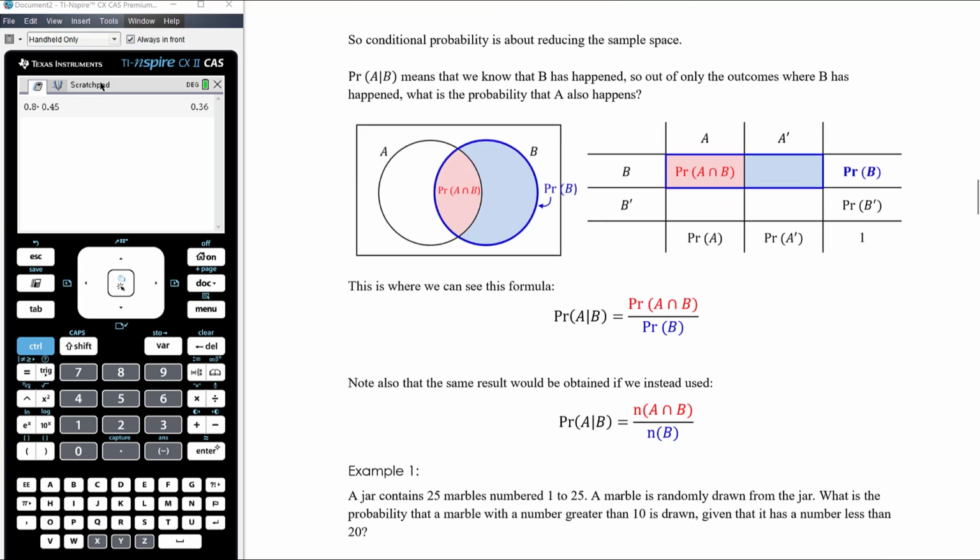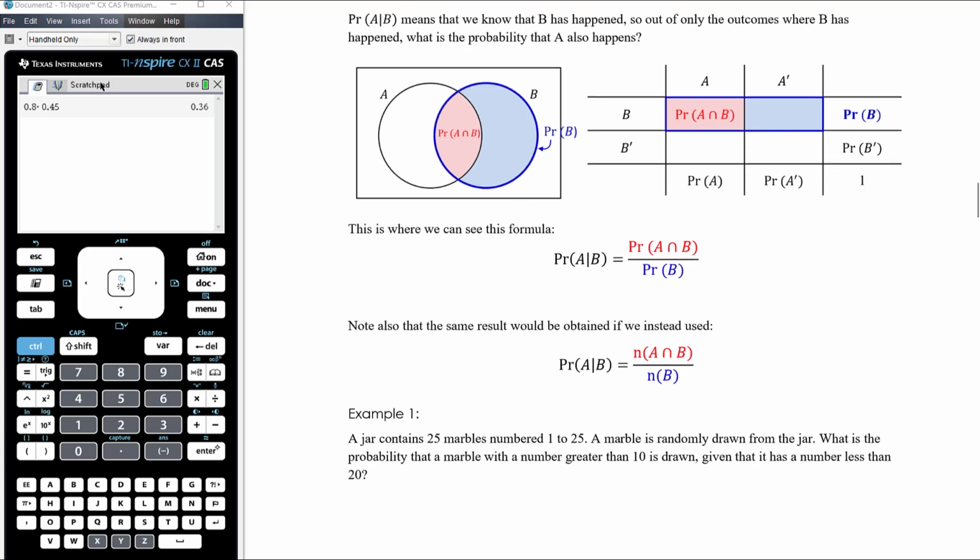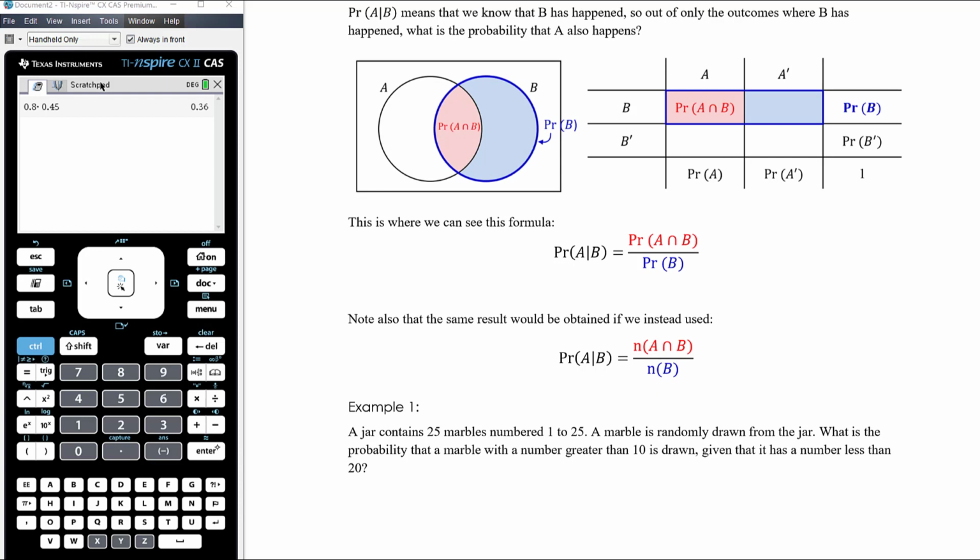Okay, so conditional probability is about reducing the sample space. A given B means that we know B has happened, so only out of the outcomes where B has happened, what is the probability that A has also happened? So what we saw is if we want the probability of A given B, in the Venn diagram we're just focusing on the B circle, and so it is the region in the overlap out of the total B circle, so that is the intersection of A and B over B. In the Venn diagram, it's the same. Given that B has happened, given that we're only talking about this information, what's the probability of A?